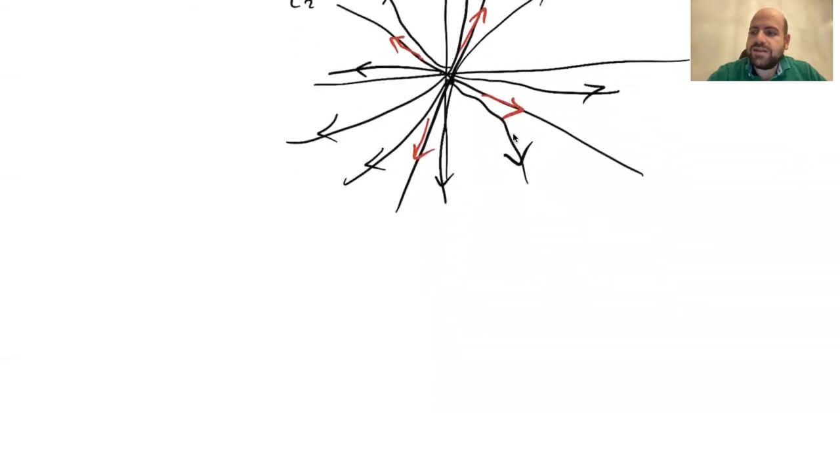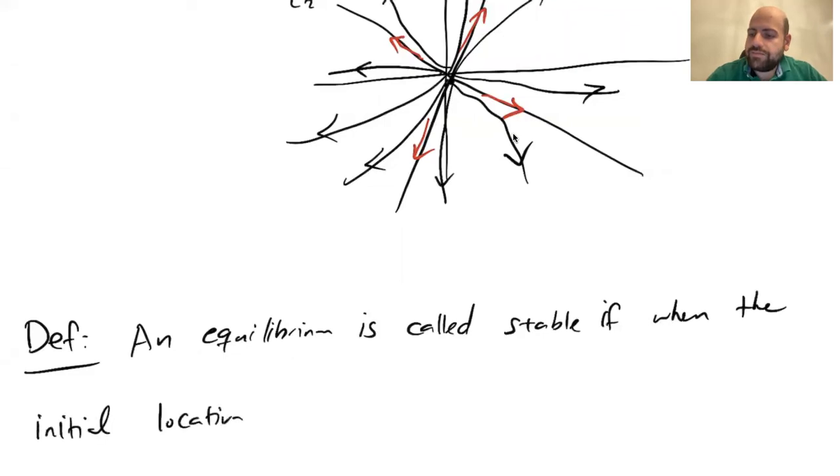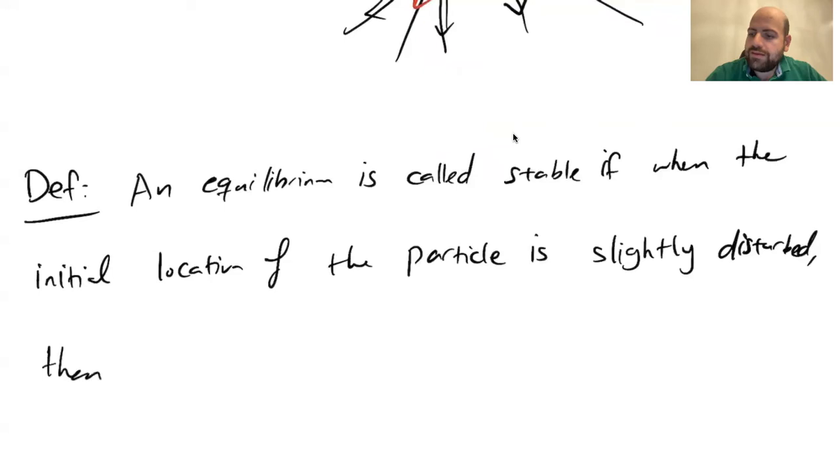So let me mention the definition of stable versus unstable here. Definition: an equilibrium point is called stable if, when the initial location of the particle is slightly disturbed, then as t goes to infinity, x of t approaches the equilibrium point.